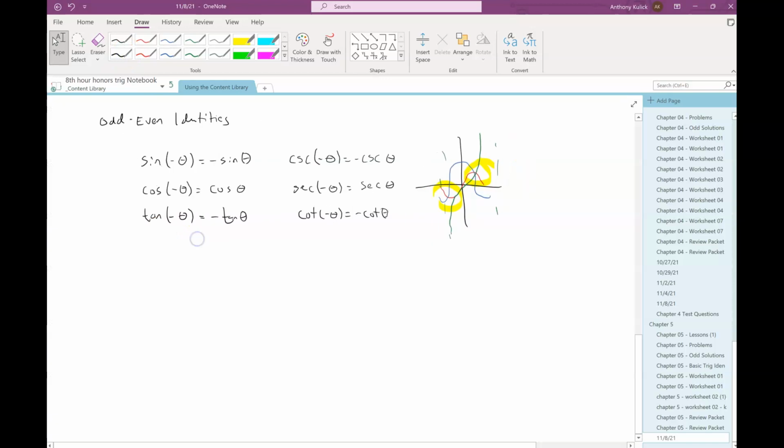All right, let's look at some examples here of ways that we can apply these properties. So let's say we're asked to find sine theta if tangent theta is equal to 3 and cosine theta is negative.